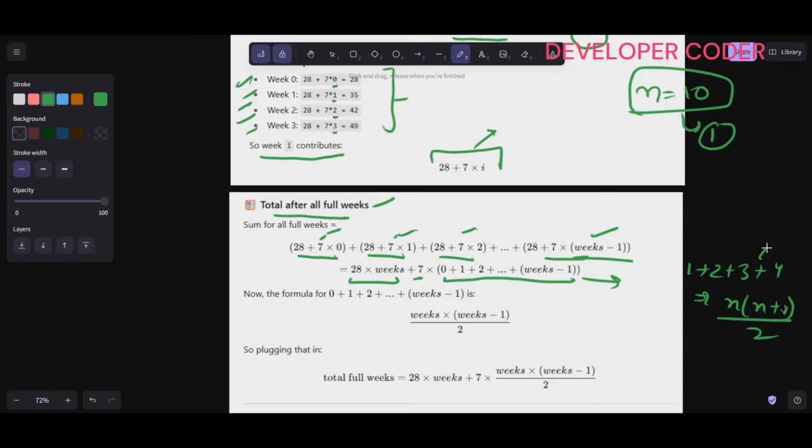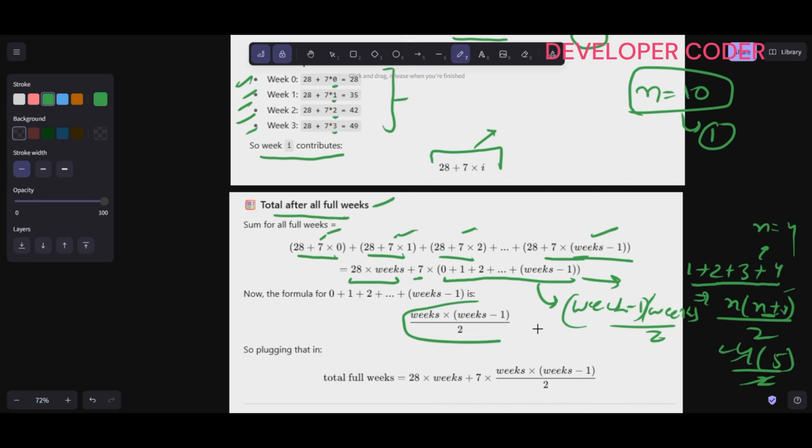So here in this n is equal to 4, right? So if you do 4 into 5 by 2, you are going to get 10, right? So this is correct, right? 4 plus 3 is 7, 7 plus 2 is 9, plus 1 is 10, right? So this is the same formula that I am applying here. So instead of n, just put weeks minus 1. So here if I put weeks minus 1, and here weeks minus 1 plus 1, it is going to become weeks, divided by 2.